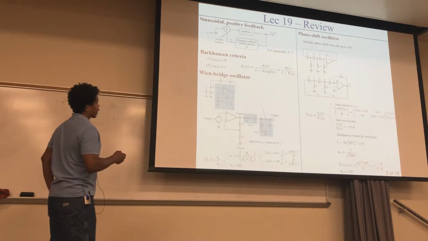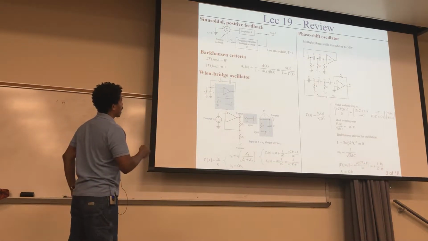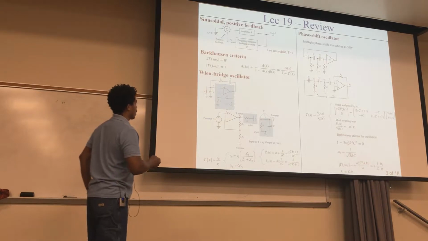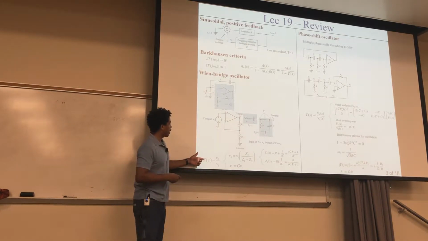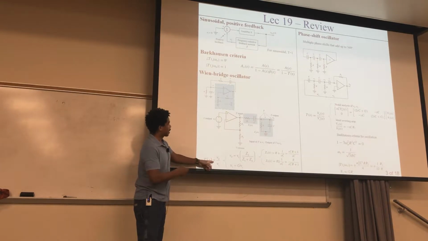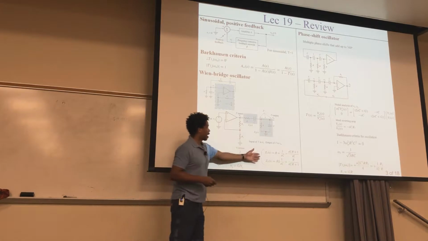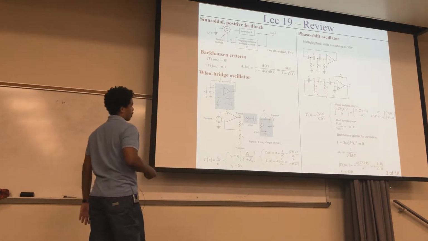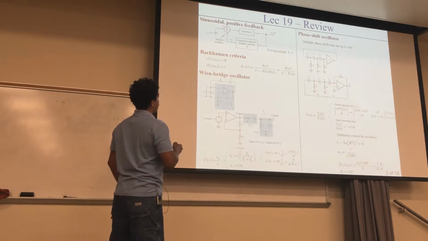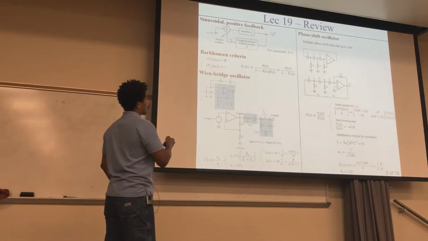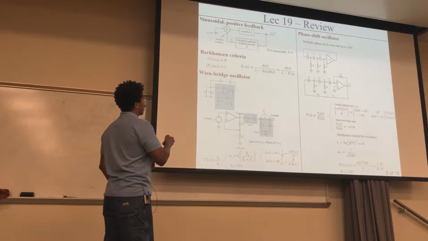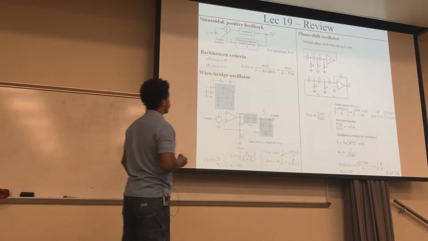So the Wien-Bridge is like this. Here's the feedback loop right there. We extended that out, and then we looked at the loop gain for that, which is the output over the input of this loop right here. And then we found out what that was. Once we have that, we can apply the Barkhausen criteria to determine what these values need to be in order for the gain to be 1 and the phase to be 0 or 360.